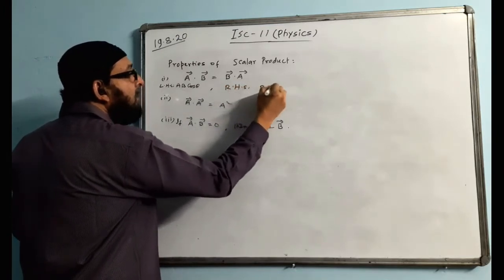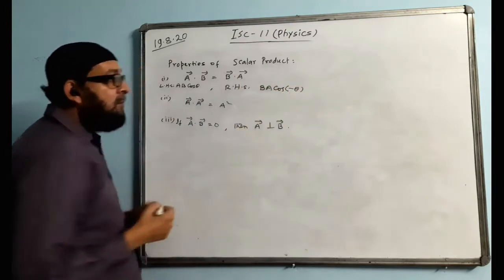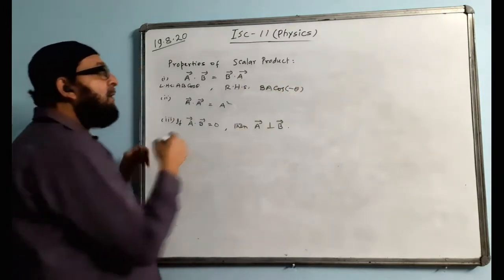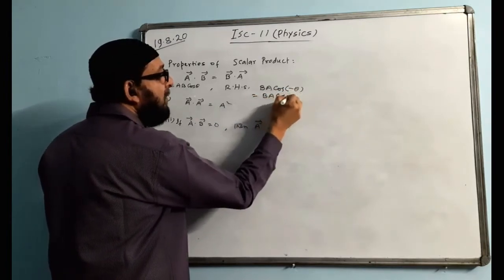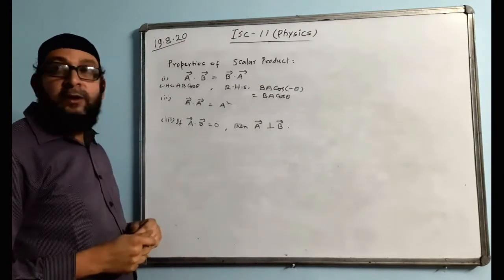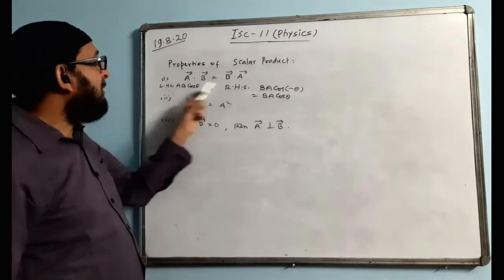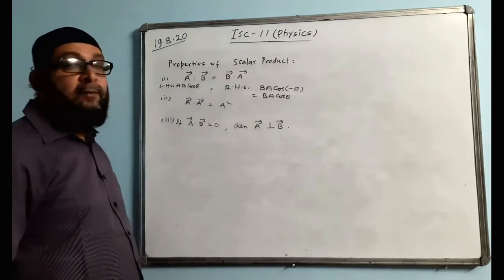BA cos, when you reverse the order, the angle will be minus now. Cos minus theta. But in trigonometry, BA cos minus theta is the same as cos theta. In cos, minus becomes plus. So the answer remains BA cos theta. So you can compare LHS and RHS. Are they equal? So they are equal. That means A dot B and B dot A will be equal.